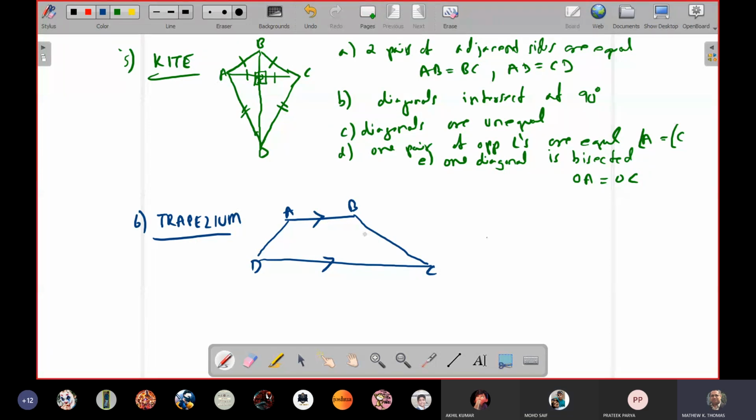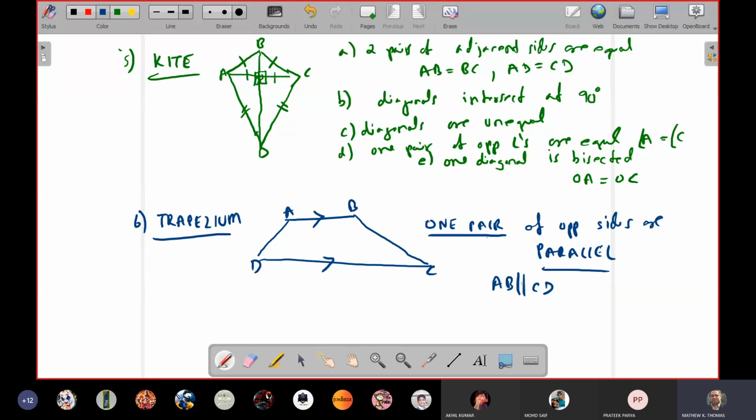If both are parallel, then it becomes a parallelogram. So one pair, this is important. The most important statement is this: one pair of opposite sides are parallel. If one pair is parallel, that becomes a trapezium. Only one condition is important here. The rest of the conditions are immaterial. If both sides are parallel, it becomes a parallelogram. If only one pair of opposite sides are parallel, it becomes a trapezium. So here AB and CD are your parallel lines, so this figure becomes a trapezium.